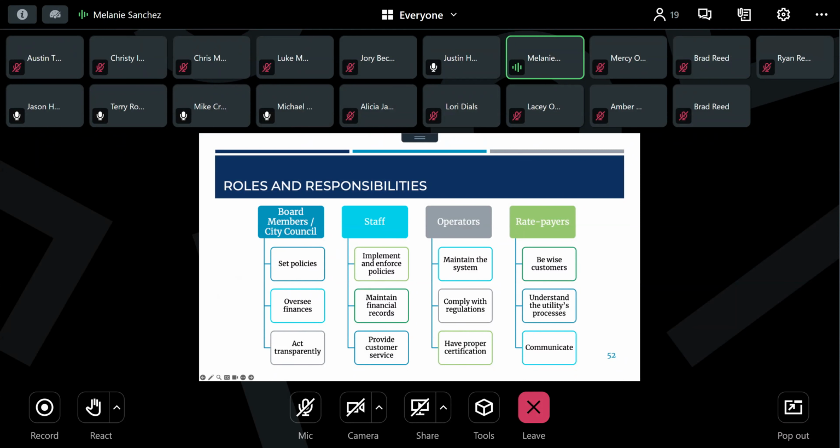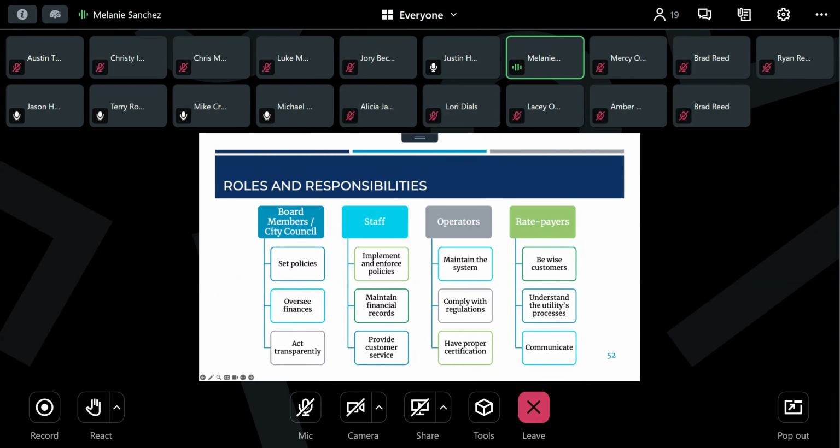And then customers, the ratepayers, play a vital role in the success of our utility. They should act as wise consumers, helping conserve water and resources by fixing leaks and using water efficient fixtures. They need to recognize the utility's significance and support it as a vital part of the community. The board and staff must facilitate learning opportunities for ratepayers, right? And it's important for ratepayers to voice their service level preferences and willingness to invest, allowing the board to make rate adjustments that ensure the utility's sustainability.